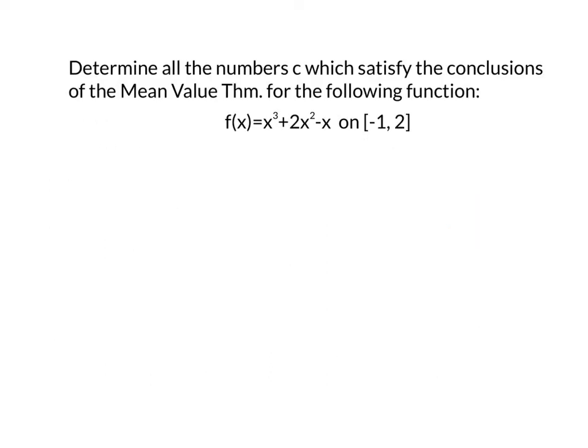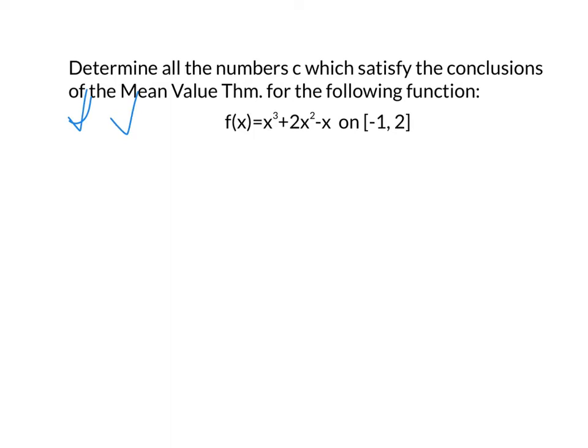Okay, so in this one we want to determine all the numbers c which satisfy the conclusions of the mean value theorem for the function. So we're given f of x equals x cubed plus 2x squared minus x on the closed interval negative 1 to 2. In order to use the mean value theorem, we've got a couple of things to check. First, is f of x continuous? Well, it's a polynomial function, so we know it's continuous. And we also know that it's differentiable on the whole interval. So we've got that checked, we've got that checked.